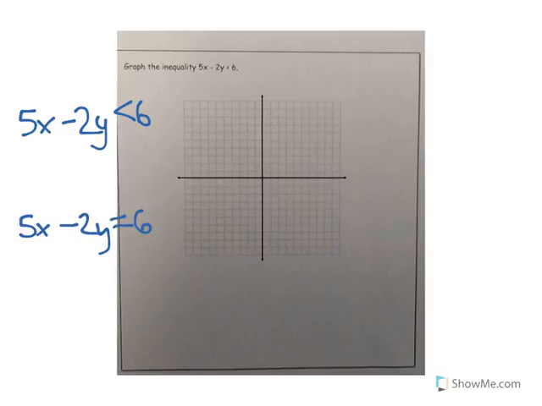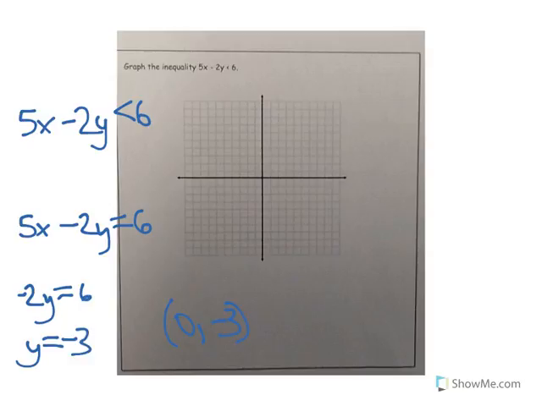So now, if I want to do it using intercepts, I can still do that. When x is 0, what's y going to be? It's going to be -2y is equal to 6. So y is going to be equal to -3. Okay, so that's the first point.